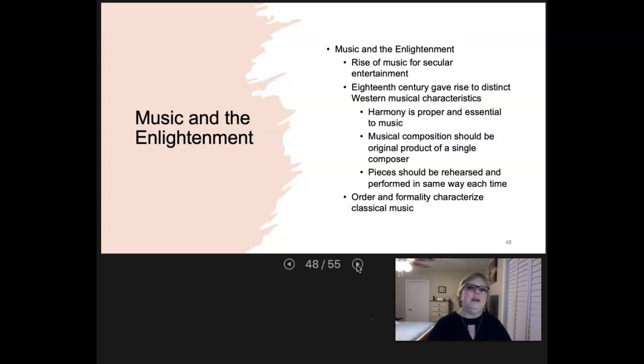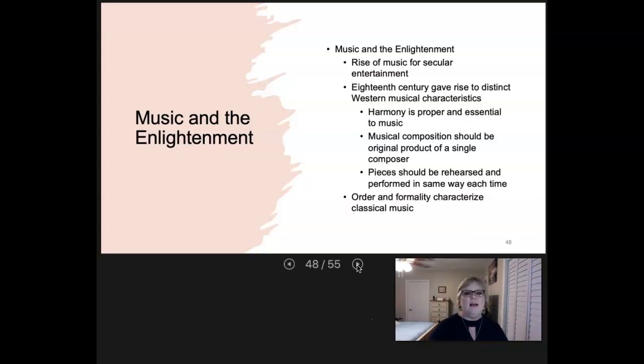The 18th century gave rise to distinct Western musical characteristics. Harmony becomes proper and essential to music. There's musical composition and the idea that it should be an original product of a single composer. No longer are they just copying from something else or from something religion-centered. The pieces should be rehearsed and performed in the same way each time.